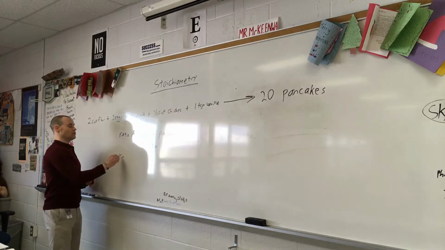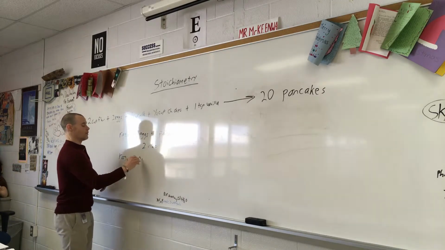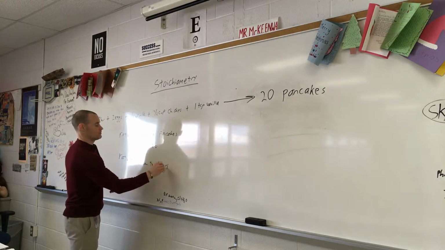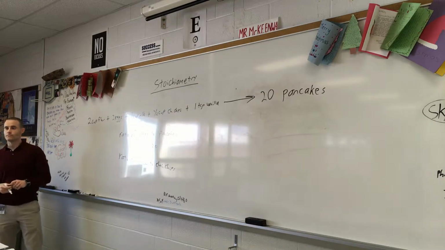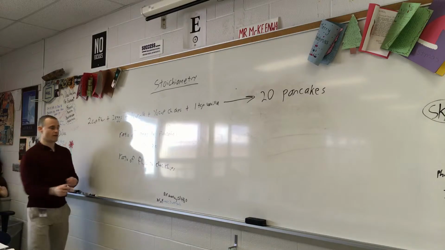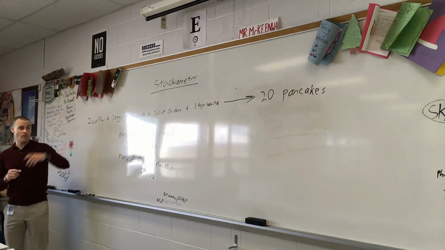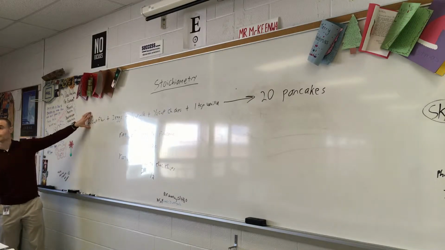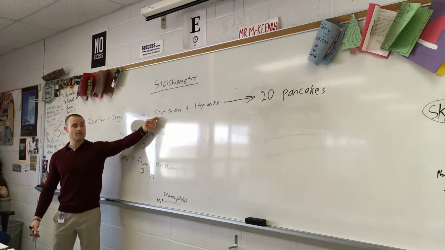But what if I asked you, what is the ratio of flour to chocolate chips? 2 to a half. 2 to 1/2. So according to our recipe, if I want to make 20 pancakes, I need 2 cups of flour, but I only need half a cup of chocolate chips.